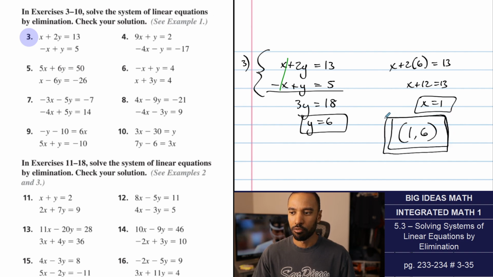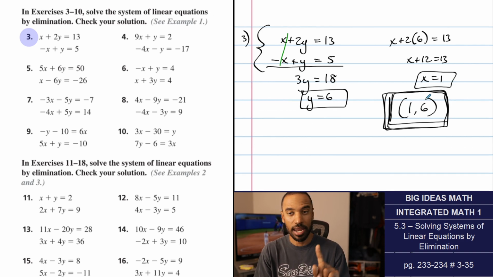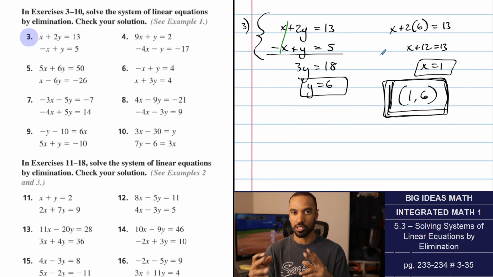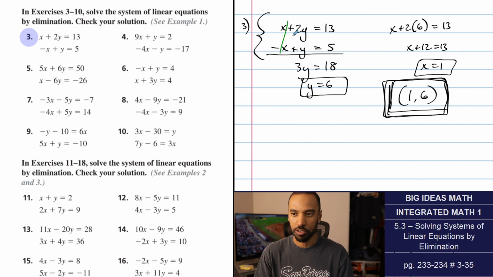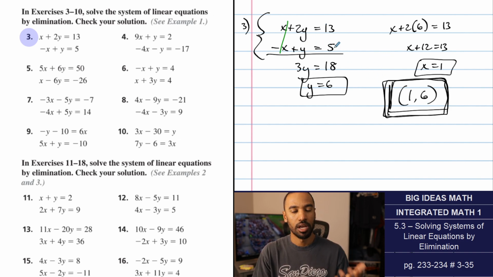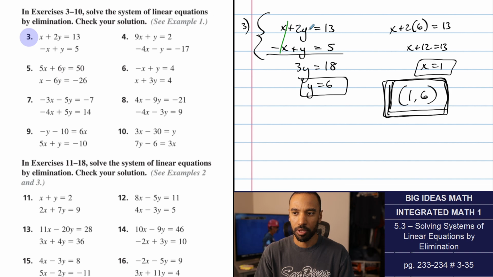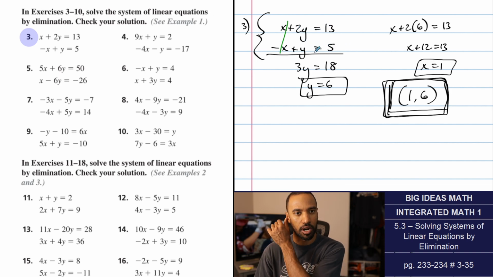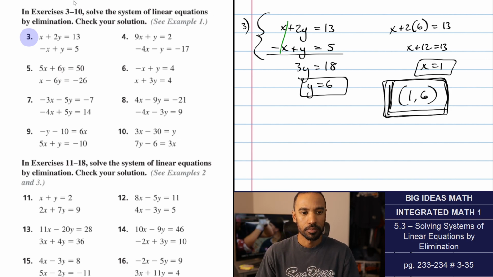Now, let's not lose sight of what it means to solve a system. What we did was we found the x and y, the one xy solution that works for both equations simultaneously. (1, 6) works for both the top equation and bottom equation. Of course, they asked us to double check. So 1 plus 12 equals 13. Negative 1 plus 6 equals 5. Those are true. Number 4.